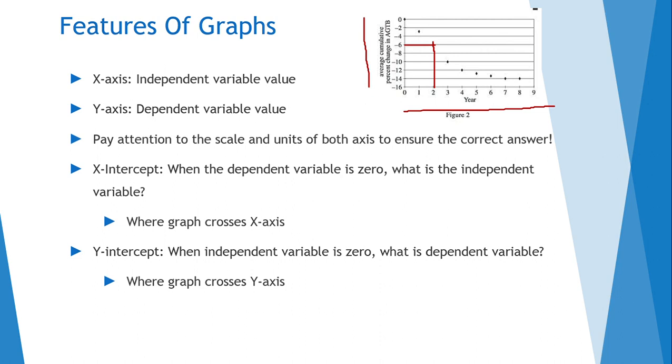And I need to make sure I say years because that's the correct unit of what the question is asking me. The next thing to know is the intercepts. The x-intercept is where the graph crosses the x-axis or where the dependent variable is 0. For example, this graph doesn't seem to have an x-intercept because even if I continue on this line right here, I don't see any point that it would actually hit the x-axis.